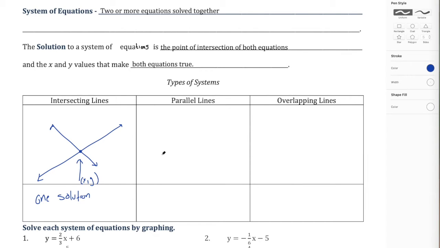We could, however, have parallel lines, and so first line, and I'll do my best, not the best, pretend that is parallel. So we have our second line here, and it is parallel to the first line, so where do they intersect? Nowhere. So in this instance, we would say that there is no solution.